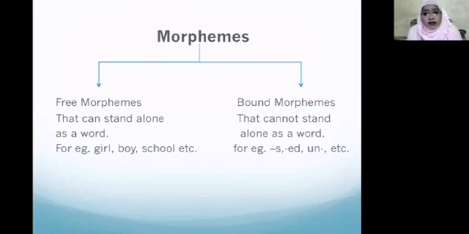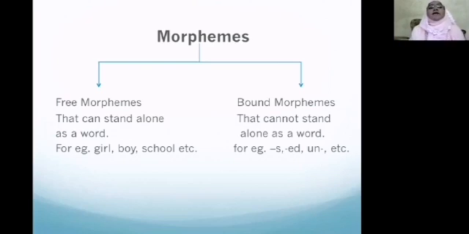So those are called bound morphemes, which have a meaning when attached to a free morpheme. Alone, it doesn't have any meaning. Alone, it cannot stand as a word. But when it is attached to a word, it either changes the tense, or changes the number, or some bound morphemes change the meaning as well. Some bound morphemes change the category as well. For example, happy means happy, and if you add un, unhappy has the opposite meaning, sad.